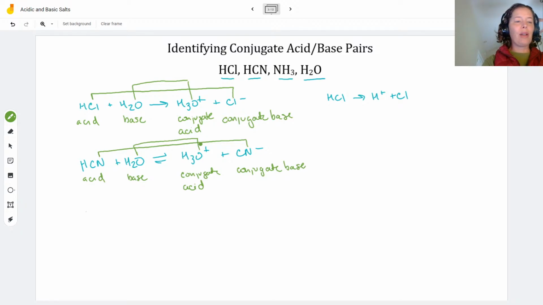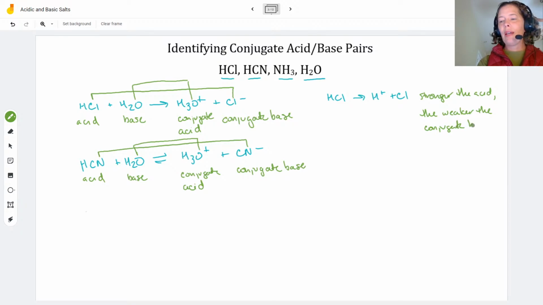Now this brings up another point, and that is the relative strengths of conjugate pairs. So the rule of thumb is the stronger the acid, the weaker the conjugate base. And this also applies in the other direction. So the stronger the base, the weaker the conjugate acid. So it might be better even to think of the stronger the acid or the base, the weaker the conjugate.